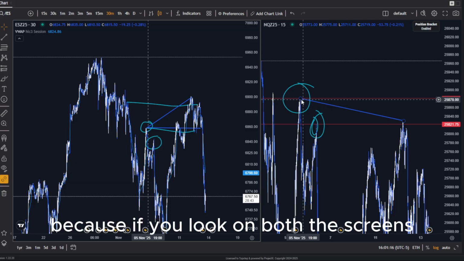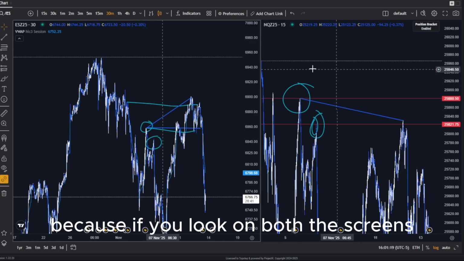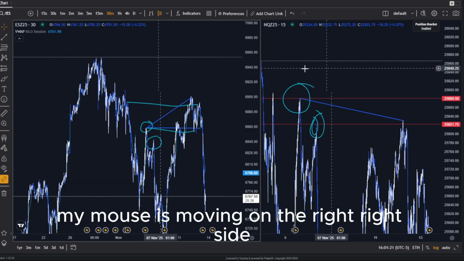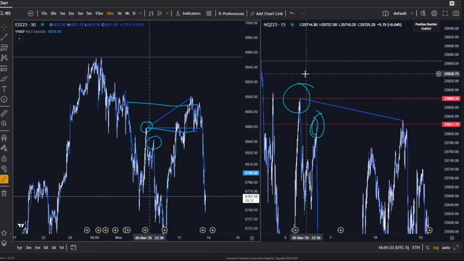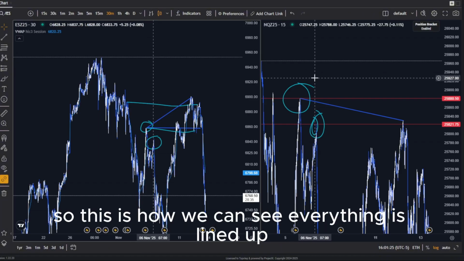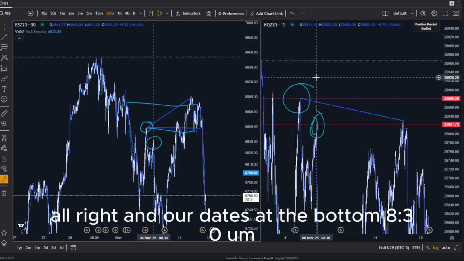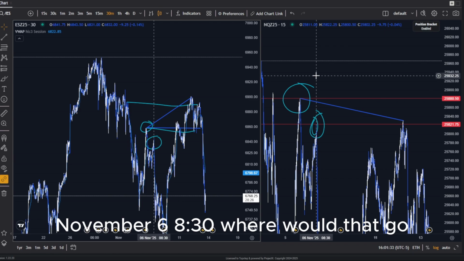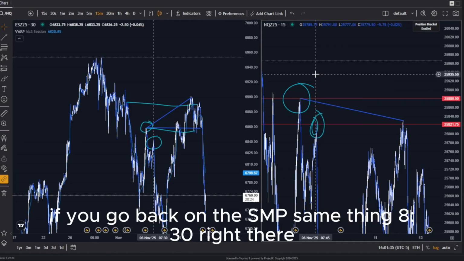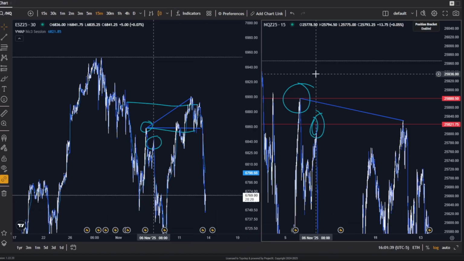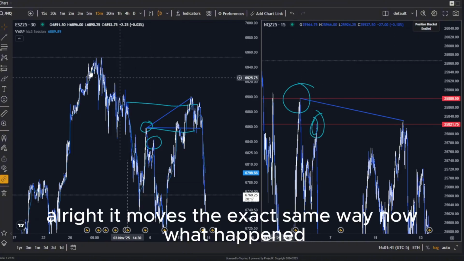How? Because if you look on both the screens, my mouse is moving on the right side, but it's also moving on the left side. So this is how we can see everything is lined up. All right, and our dates at the bottom: 8:30, November 6th, 8:30. Where'd that go? 8:30 right here. If you go back on the S&P, same thing, 8:30 right there. All right, it moves the exact same way.